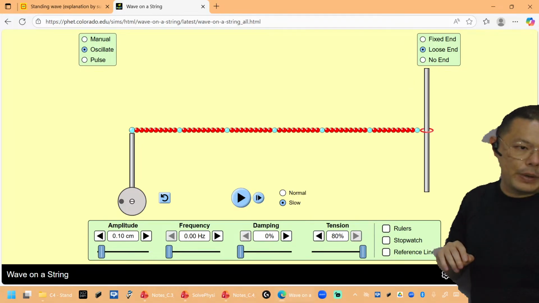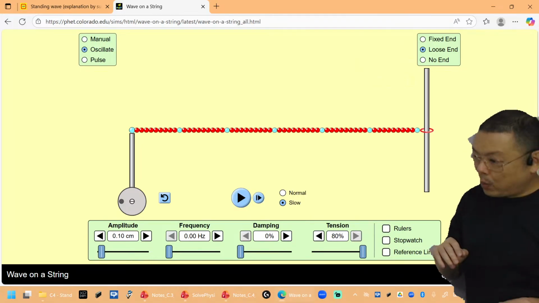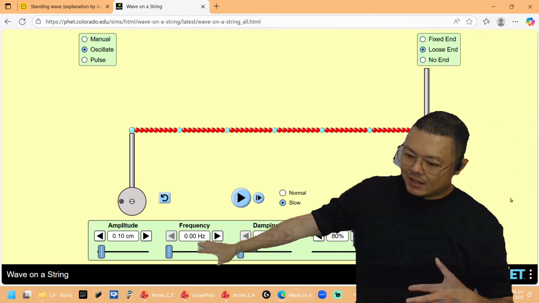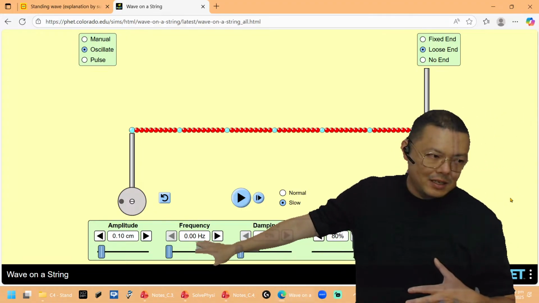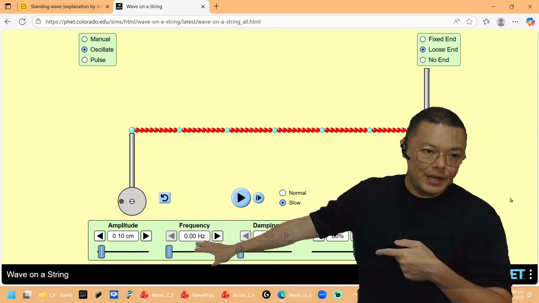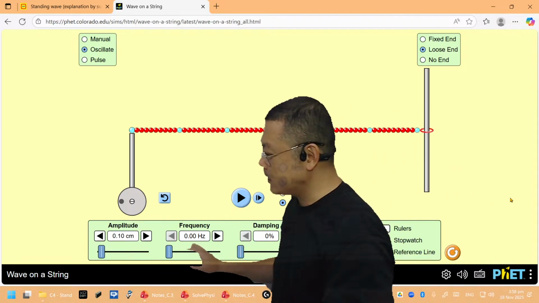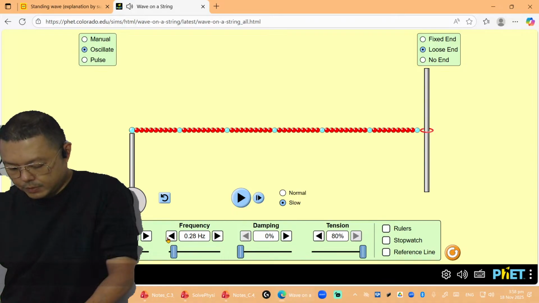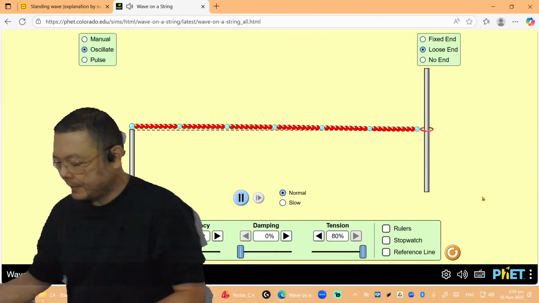A quarter of a wave, right? A quarter of a wave, which means what is the frequency? Just now was 0.42, right? This one will be 0.21. So if I adjust this to 0.21, and then I let it run, okay?